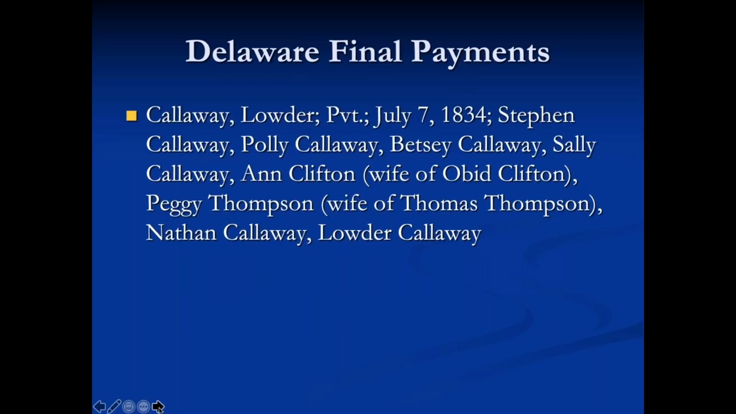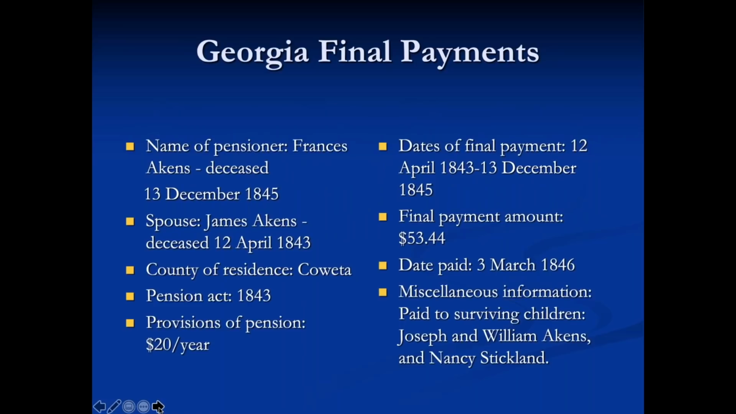Now, some of the final payments are on fold 3. The Delaware final payments are there, and there is a finding aid to them. The Georgia final payments are also there. Each one is done a little differently, but both the Delaware and Georgia final payments are there. Those that are not from Georgia or Delaware, you're going to have to go to the National Archives to get.